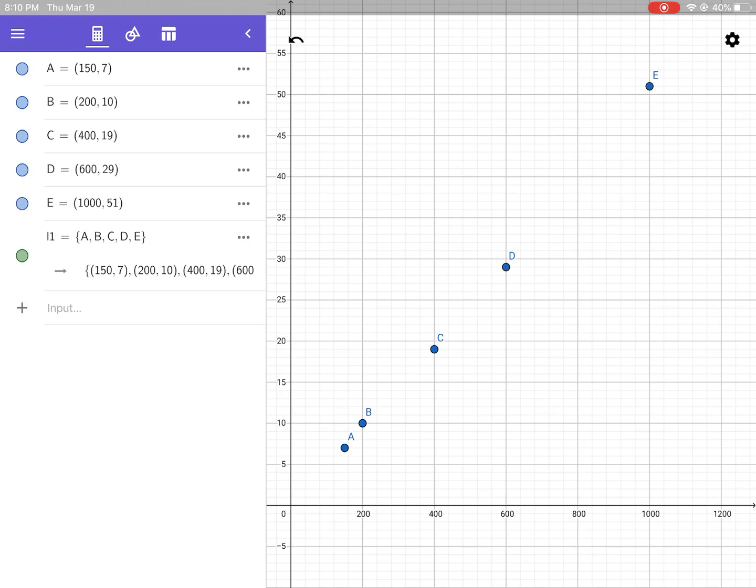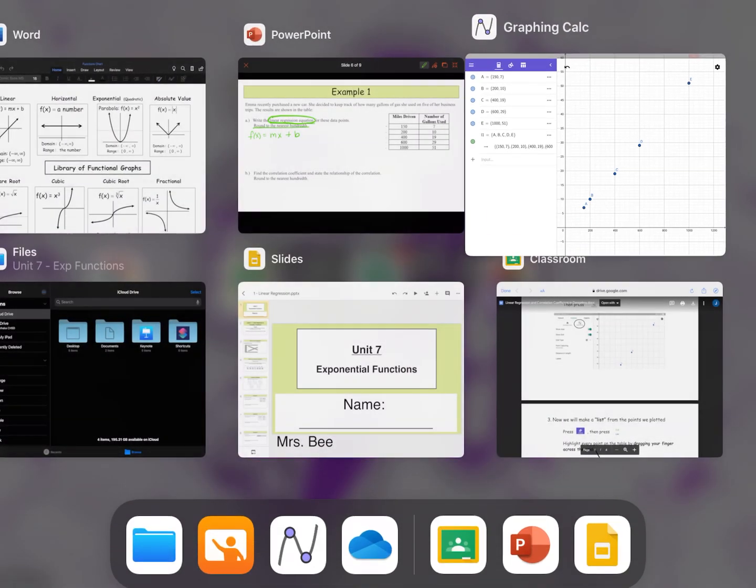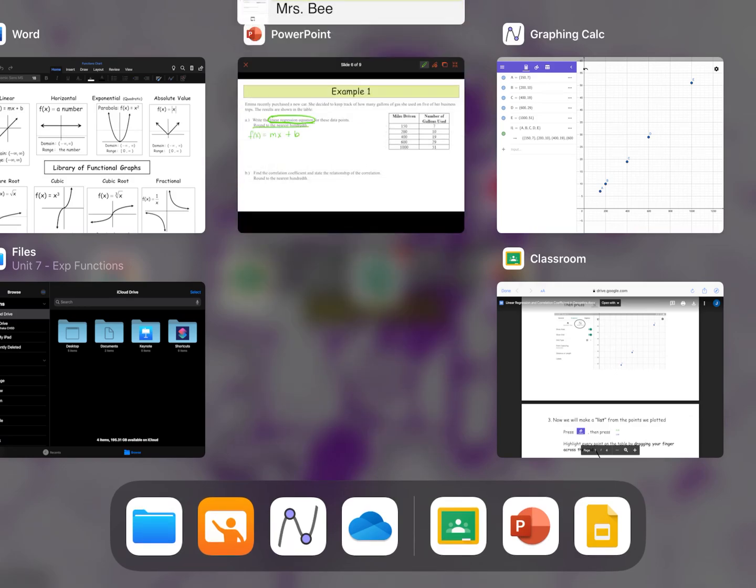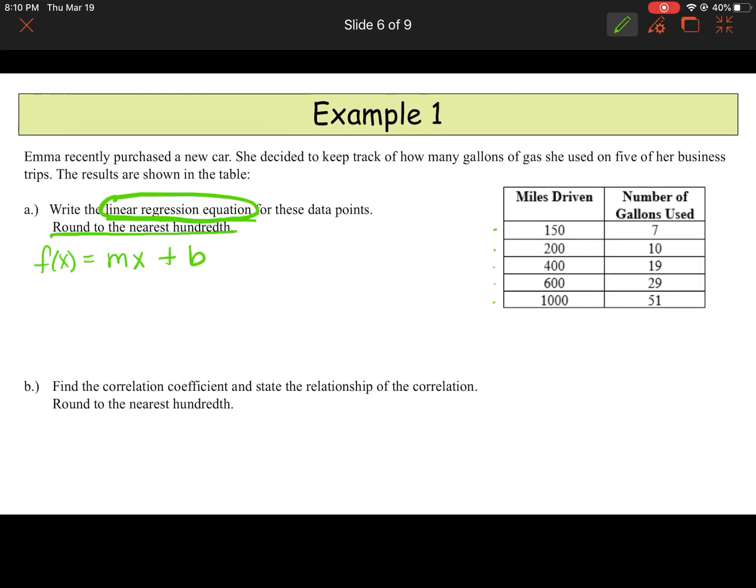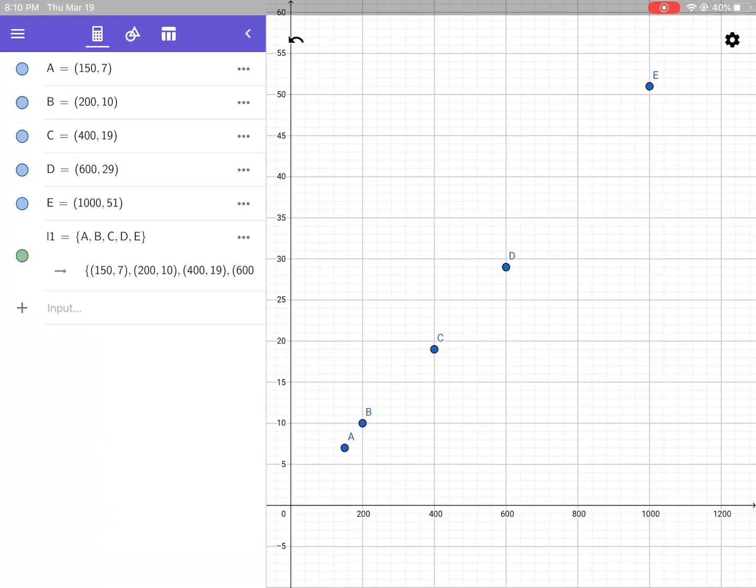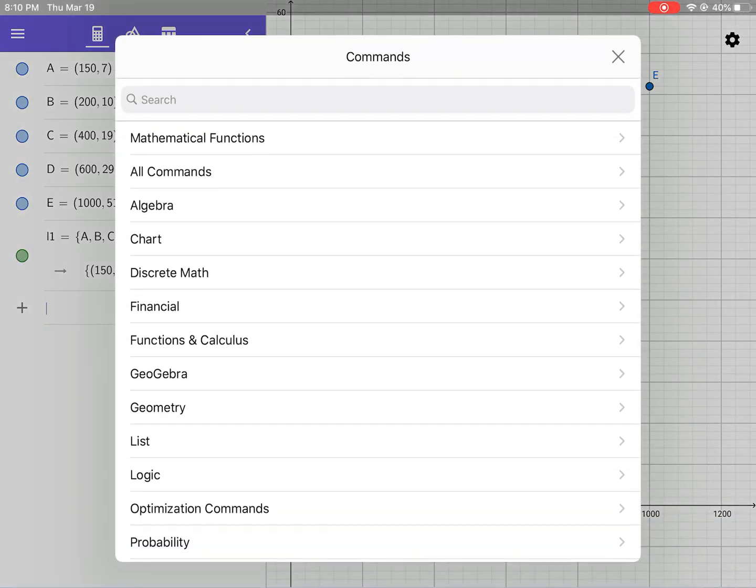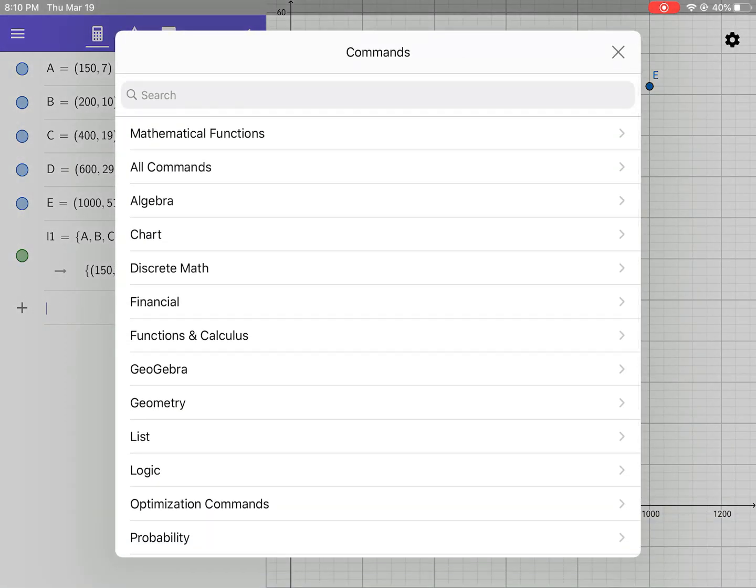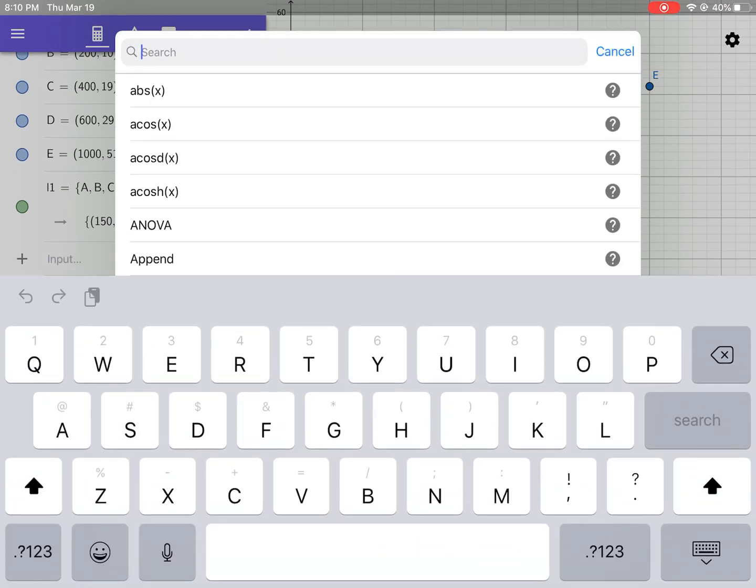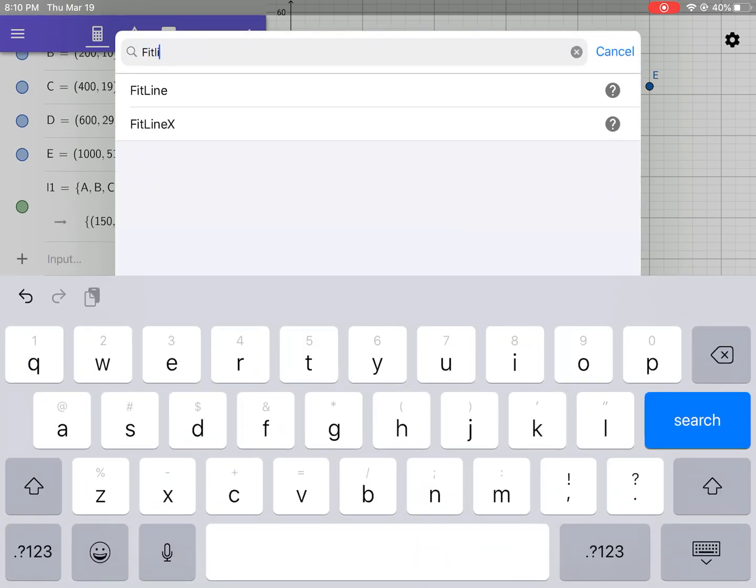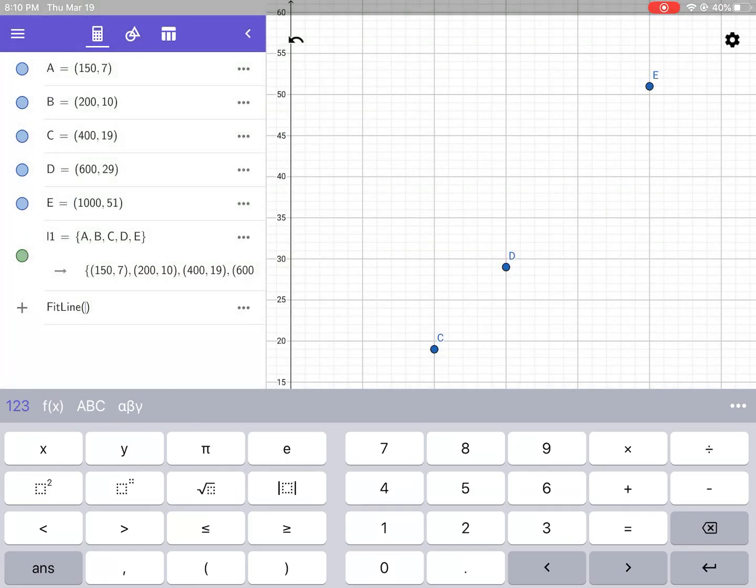Okay, so now we want to find the linear regression equation. That's what we're doing in our PowerPoint here. We're trying to find the equation for linear regression. So I go back to GeoGebra. I'm going to do a new input. Okay, I'm going to go to the triple dots on the side. And I'm going to type in fit line. Okay, it says fit line now in my bar over here.